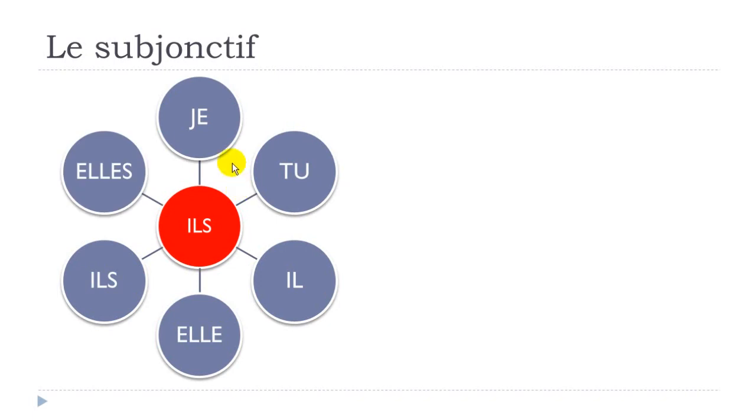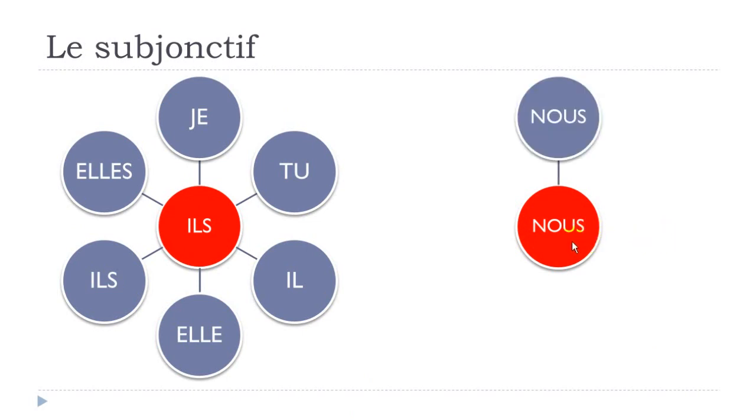Okay, so the form of your verb at the present, at the third person of the plural, will help you to construct the subjunctive form for all these persons here. And that's the difficulty because, of course, for nous and vous, well, you will have to use the nous form of the present to construct nous and vous. And that's the tricky thing of the subjunctive.